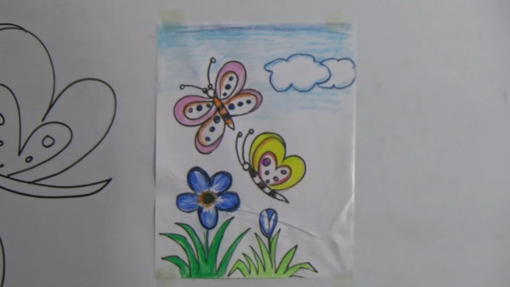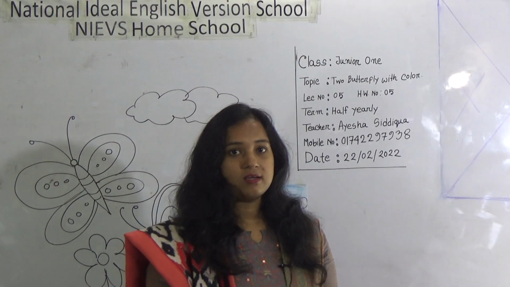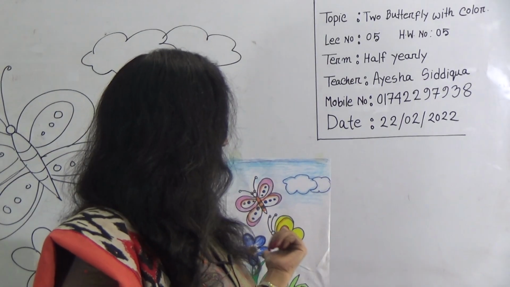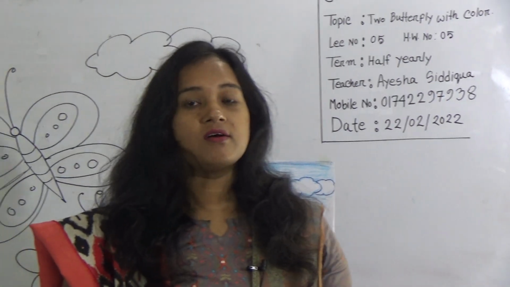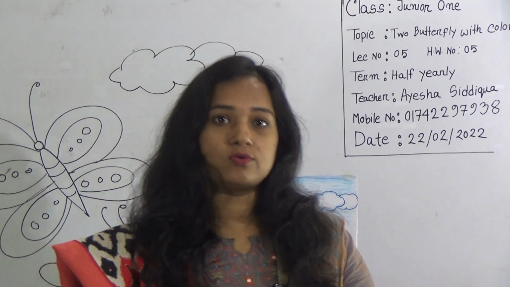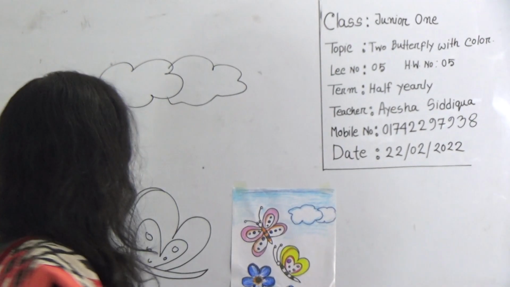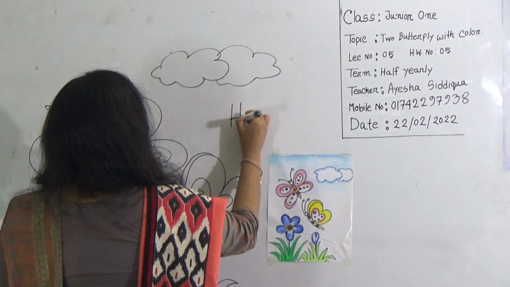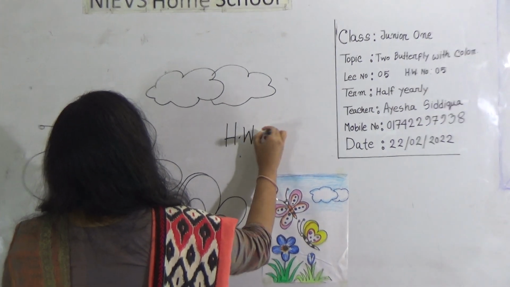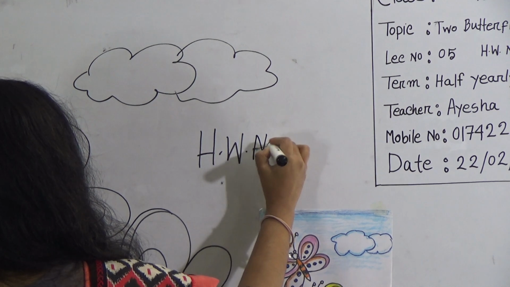So dear student, if you want you can color by your own choice. There is no need to follow my colors. If you want you can color by your own self. This one is your HW. Everyone remember this, you must mention the HW number. Okay, HW number 5.